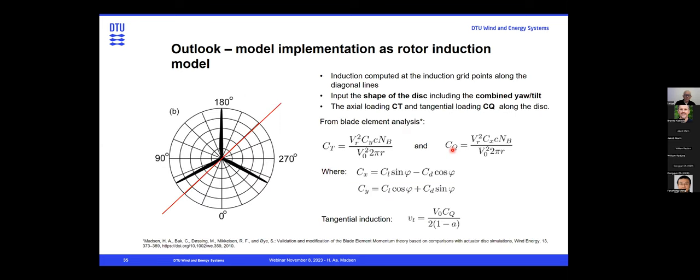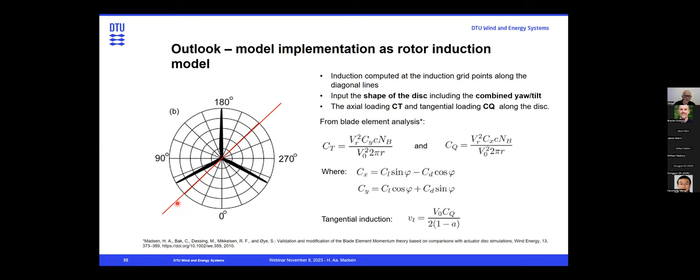And then finally, one slide on how the model could be implemented as a rotor induction model. In HAWC2, the BEM model is implemented on a non-rotating grid, where we update the induction in each grid point at each time step, then put these inductions through a low-pass filter to simulate the dynamic induction.